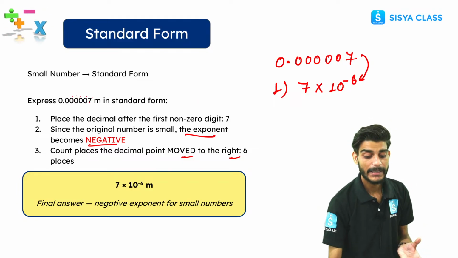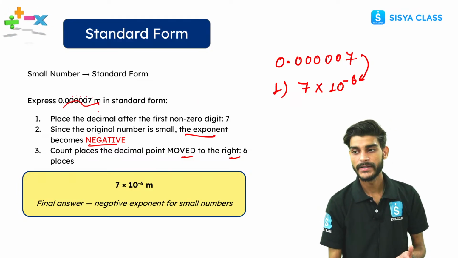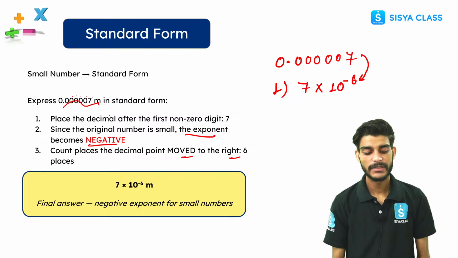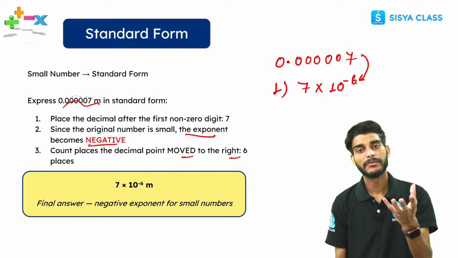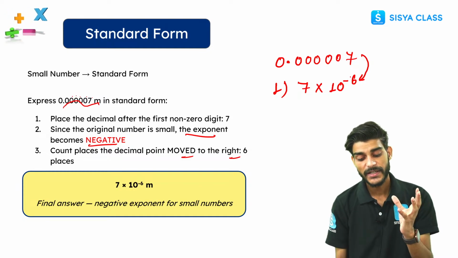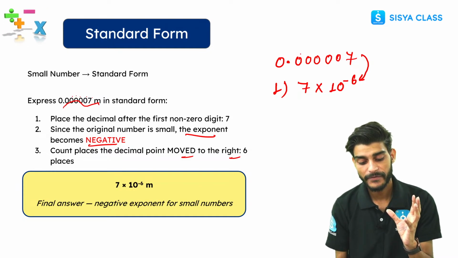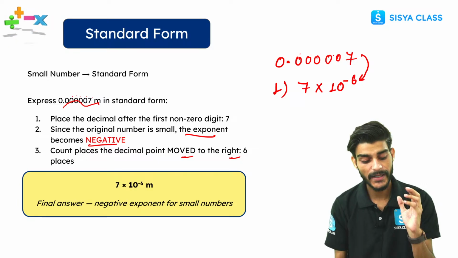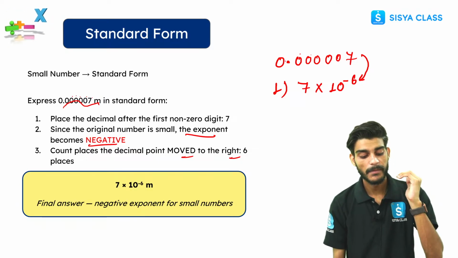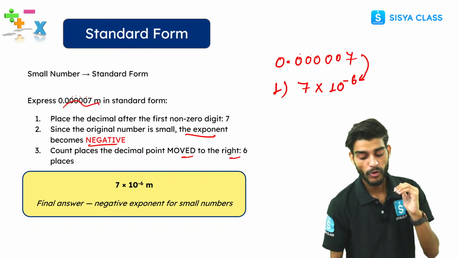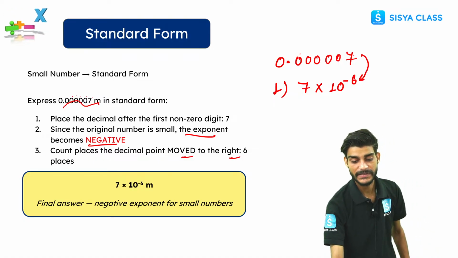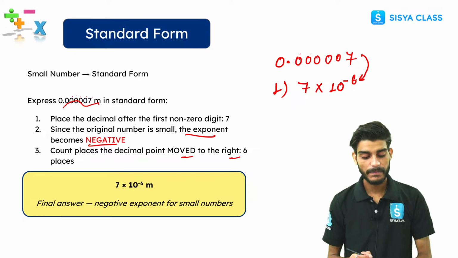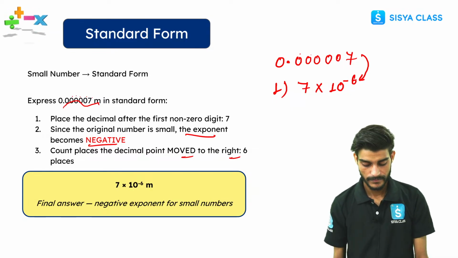Why will the power of 10 be negative? Because it is a small number. Since it is a small number, the power of 10 will be negative. So how much negative, sir? Just simply count the number of digits the decimal point moved to the right. So 1, 2, 3, 4, 5, 6. So 7 into 10 raised to the power -6. Clear?